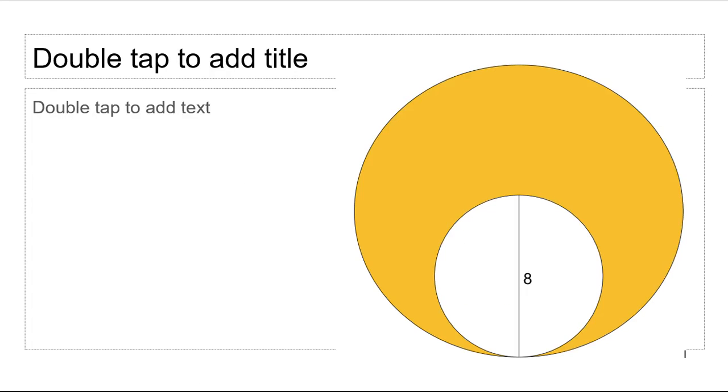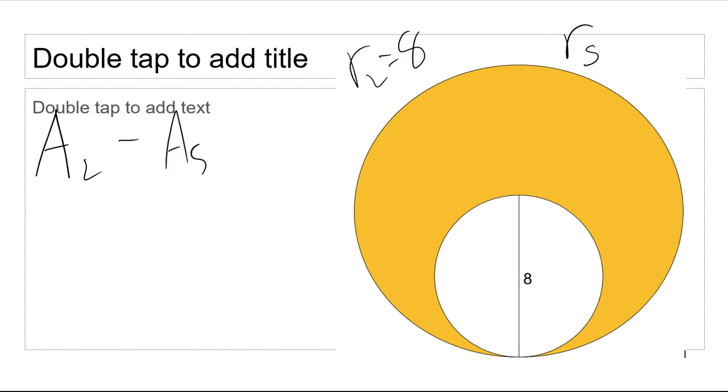Alright, so this is similar to the last problem. You're still taking the area of the large, that's what the L stands for, minus the area of the small, that's what the S stands for. The large radius is going to be 8. But for the small circle, the radius is actually going to be 4. So you can see one number represents 2 different things: the radius of the large circle, and the diameter of the small one.